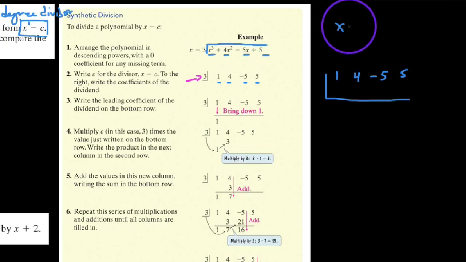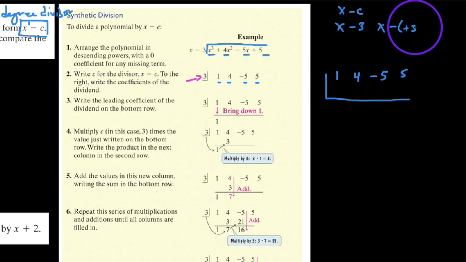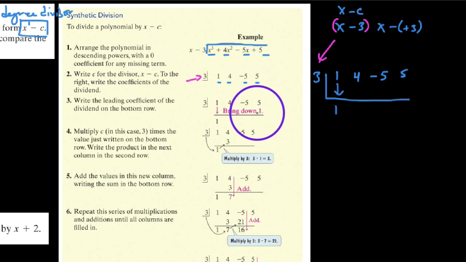The question is, if we're dividing by x minus 3, and this is of the form x minus c, what is c equal to? The weird thing is this, we would say that c is actually equal to a positive 3 here. So we're going to put a positive 3 on the outside of this, and one way to think about it is that it tends to be the opposite of what you see in the factor that we're dividing by. Once we get this 3 on the outside, we're going to bring down the leading coefficient, bring down this 1 in this case, and we're going to multiply diagonally and add vertically.